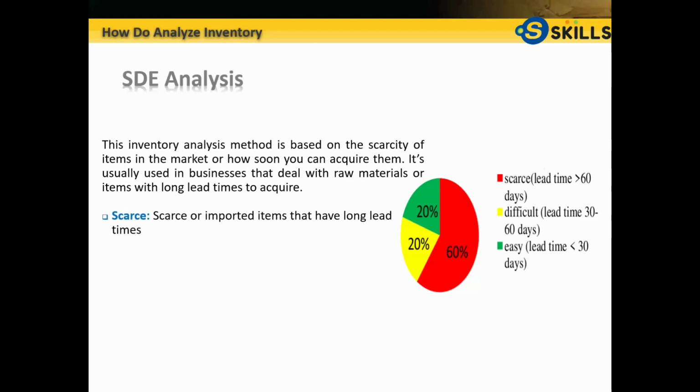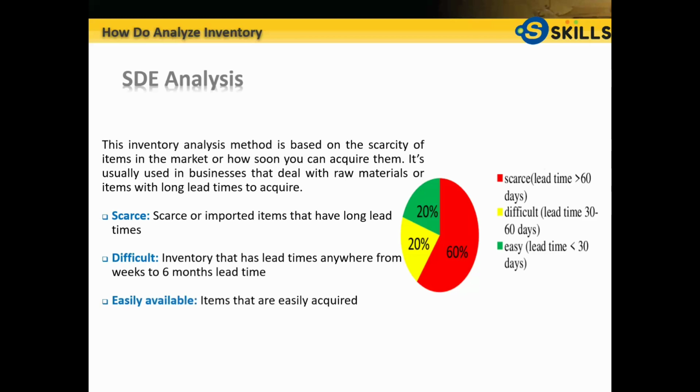S for scarce or imported items that have long lead times. D for difficult, inventory that has lead times anywhere from weeks to 6 months lead time. And E for easily available, items that are easily acquired.